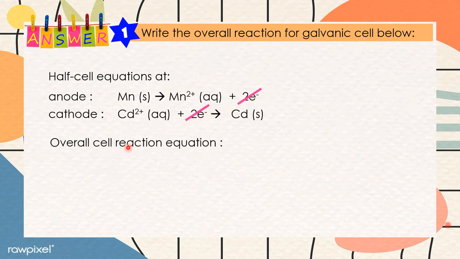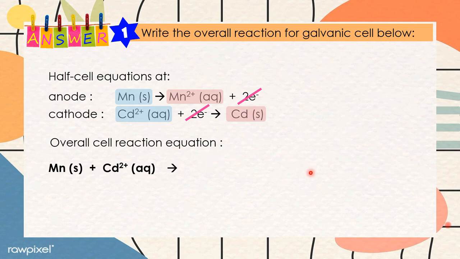Okay, so for the overall cell equation, you write the reactants together on the same side, that is at the left side of the arrow. So Mn solid, we add with Cd2 plus aqueous, and produce. As for the products, we compile them and write them on the right side of the arrow, that is Mn2 plus aqueous plus Cd solid. So this is the right way to write the overall cell reaction equation.